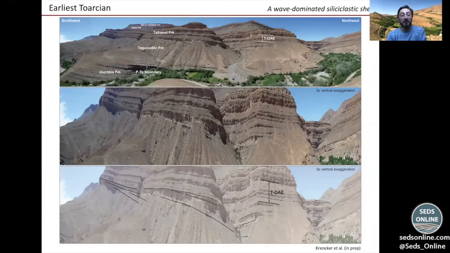And when we look at this beautiful outcrop here, you can even see how this siliciclastic shelf is prograding. And if I enhance the vertical with the vertical exaggeration, you can see all the clinoforms and all this progradation of these siliciclastics that are going towards the northeast, actually.